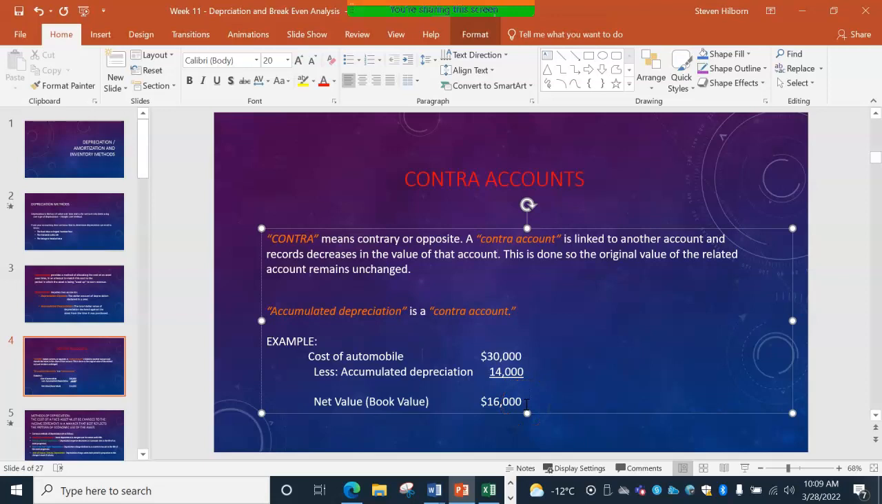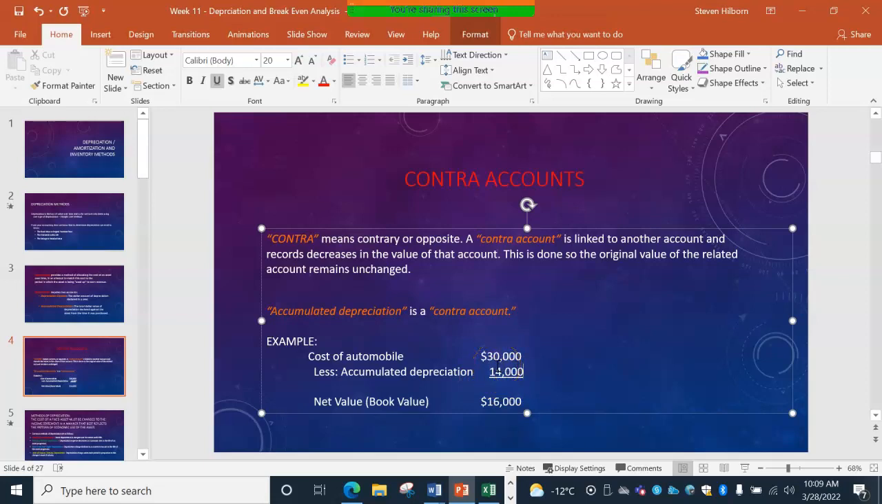We use some really big words in which people get easily confused. Really, we're just saying, hey, we have a vehicle. We bought it at 30. We've driven it and used it a bunch. It's now no longer worth that much. Now it's probably worth 16,000. And this is our estimate.